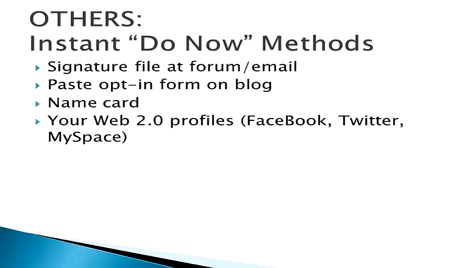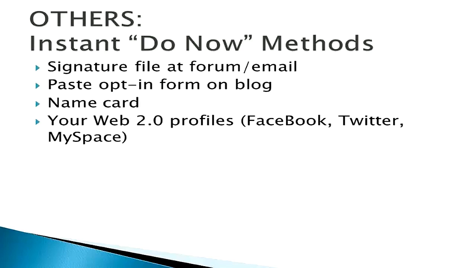Others. Instant do now methods. Signature file at forum or email. Paste opt-in form on blog. Name card. Your Web 2.0 profiles like Facebook, Twitter, and MySpace. We have already run through quite a number of traffic generation methods with you by now, and hopefully you've benefited a lot from this. It is quite easy to perform, and you can pull off most of these methods right away. Stick to 1 or 2 methods first, and then you can start increasing from then on.